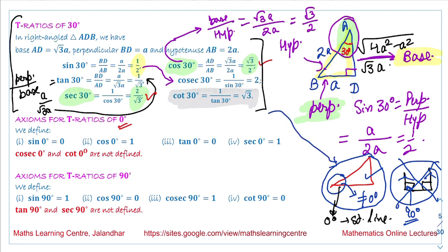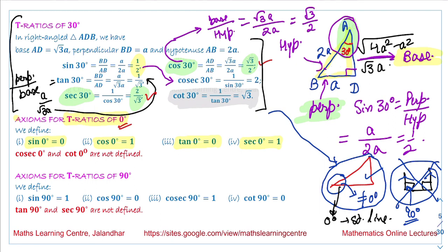We cannot draw any triangle and obtain the answers in this form. So we are just talking about some axioms that we are assuming. What assumptions we have made are the T ratios corresponding to 0 degree angle. We are not drawing any triangle over here, because if we draw the triangle with one of the angles 0 degree, then that will just be a straight line. So by definition we are saying sine 0 is 0, cos 0 is 1, tan 0 is 0, and secant 0 is 1.